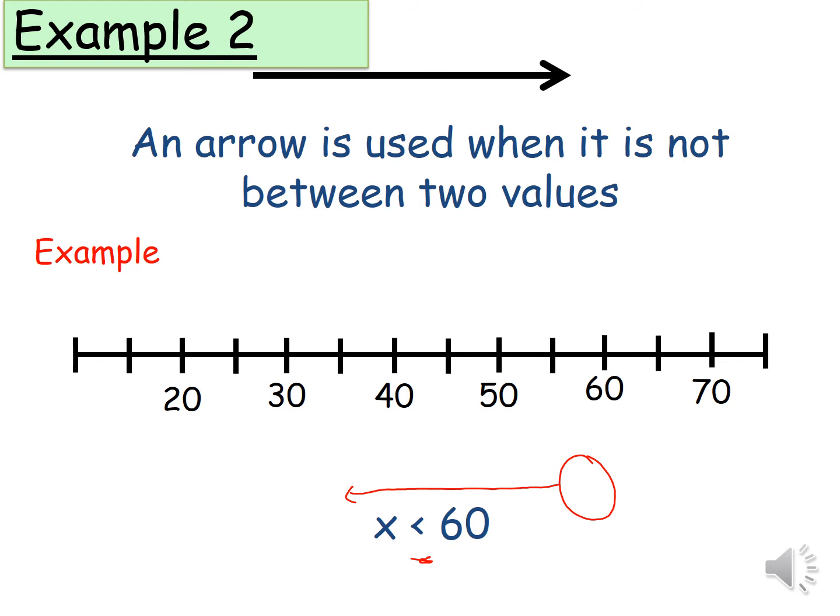Now because it's not equals to, my circle is empty to show that x can't be 60. It can be any number below 60 besides 60. Therefore, my inequality representation will look like that. Again, with your ruler, draw out a number line, write out the inequality, and then draw the representation, as it will help you with the next example.